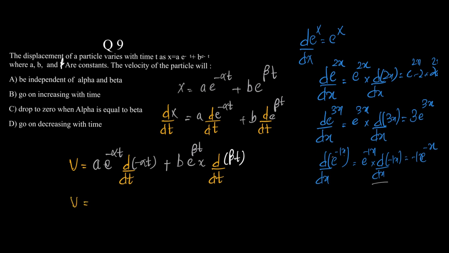Now v is further equal to a into e raised to minus alpha t. What is d by dt of minus alpha t?